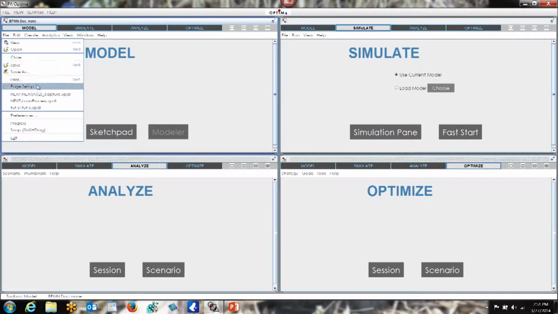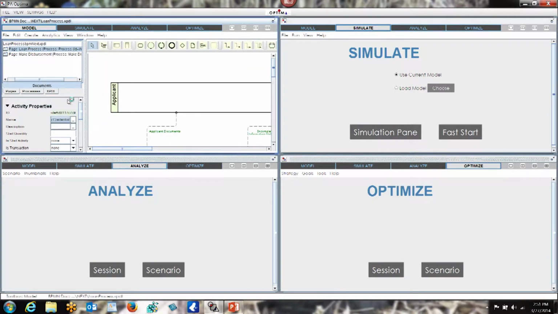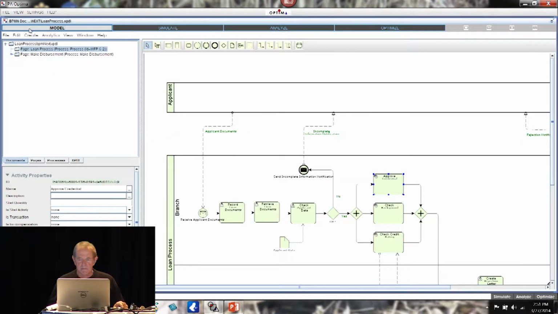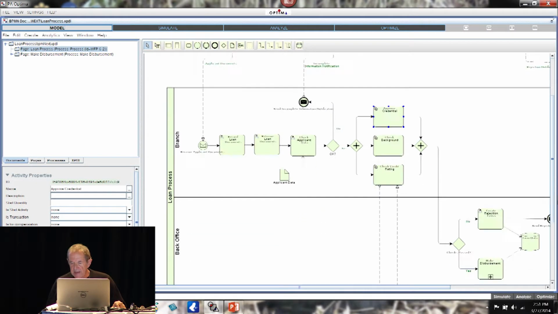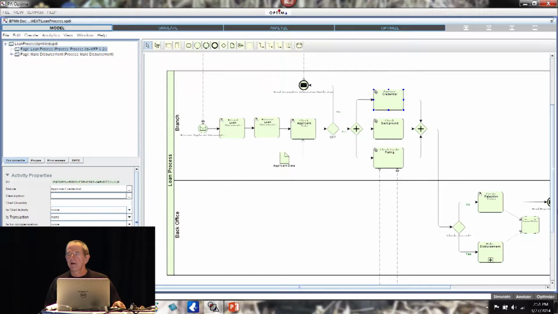loading a simple model. And I'm just going to switch to a view which lets you look at the model. It's not important to understand it; it is a typical loan origination model with loan requests coming in and being processed.